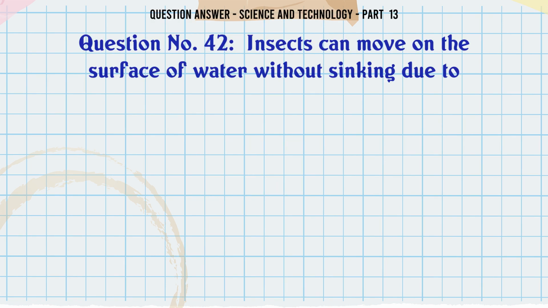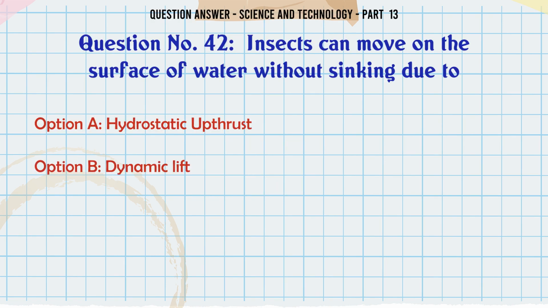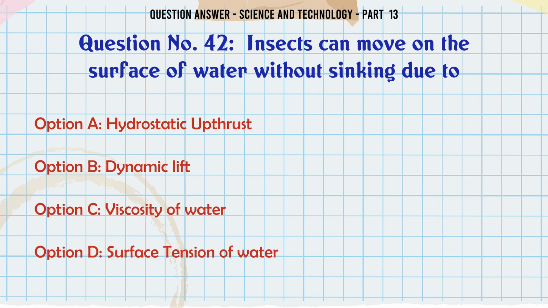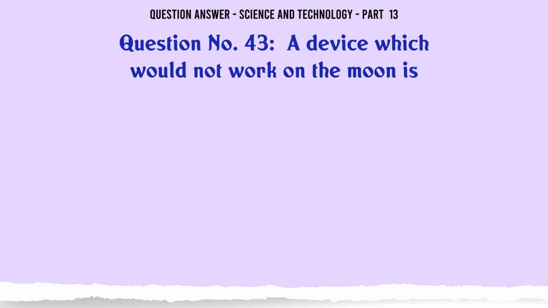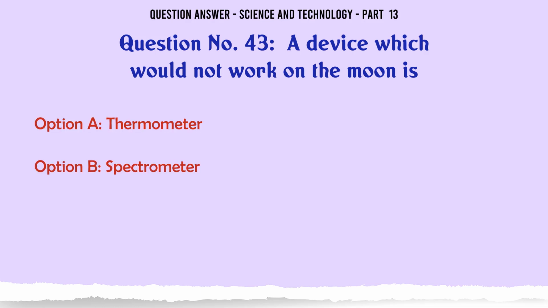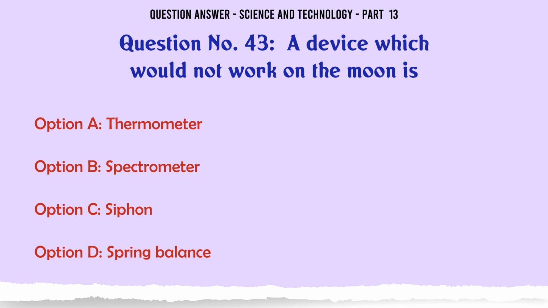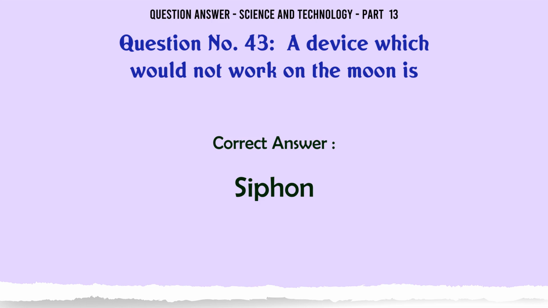Insects can move on the surface of water without sinking due to A. Hydrostatic upthrust. B. Dynamic lift. C. Viscosity of water. D. Surface tension of water. The correct answer is surface tension of water. A device which would not work on the moon is A. Thermometer. B. Spectrometer. C. Siphon. D. Spring balance. The correct answer is siphon.